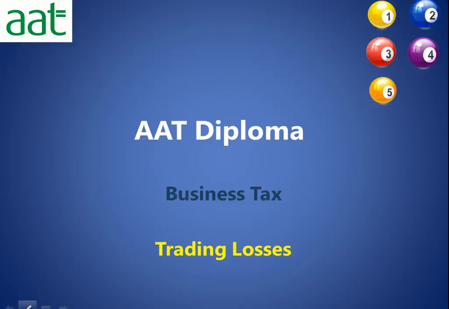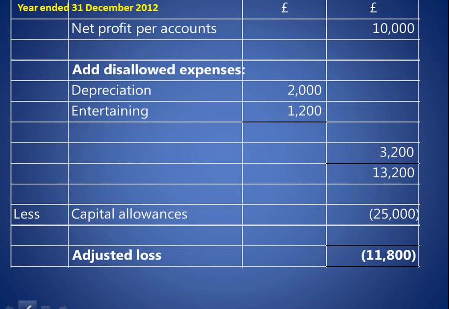Okay, what I'm going to do now is take you through the subject of trading losses for individuals. Now, you should be used to seeing one of these. We use this pro forma, remember, to adjust the profit per accounts to end up with our taxable profits. But as you can see, this person has something called an adjusted loss. Indeed, an adjusted loss of 11,800.